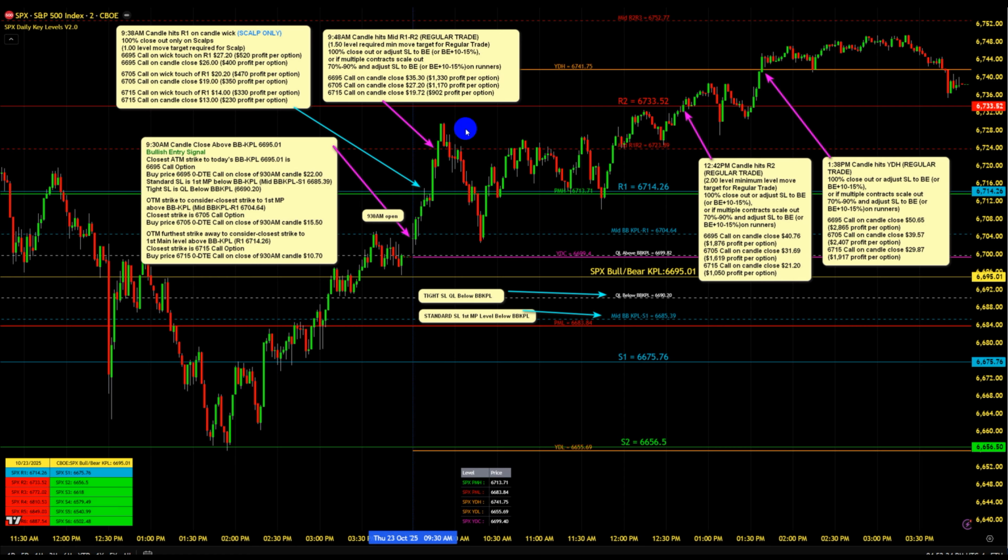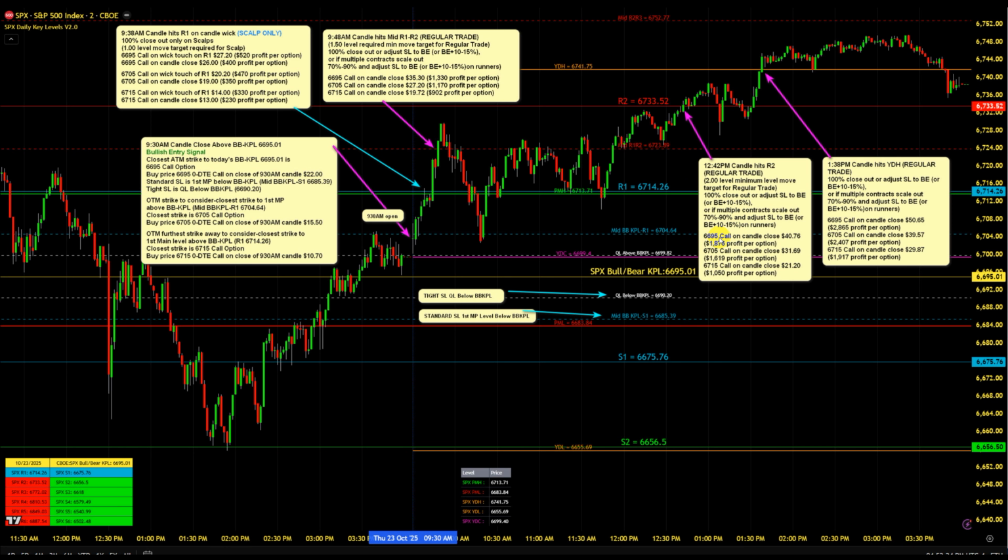So if you didn't do any adjustment here, you didn't close out, you still were not stopped out, because remember, our initial stop loss is based on these levels, not a price. So if you did not make any stop loss adjustment here and you did not close out, then you're still in the trade. And here at 12:42 it hits R2. That's a two-level minimum move for a regular trade, and the two-level move is considered the ideal minimum level move, whereas the 1.5 is the absolute minimum required amount.